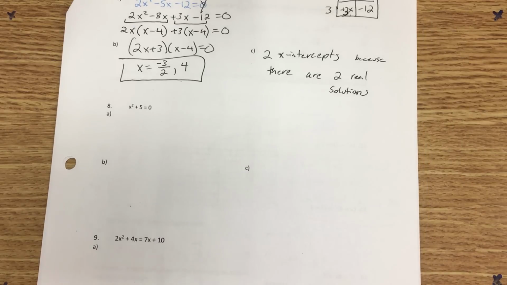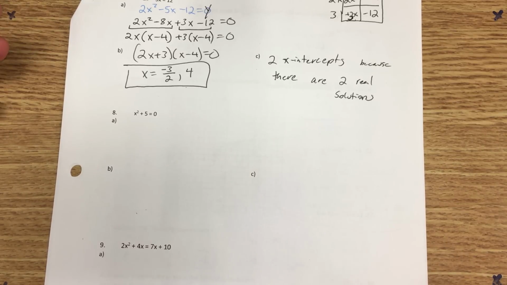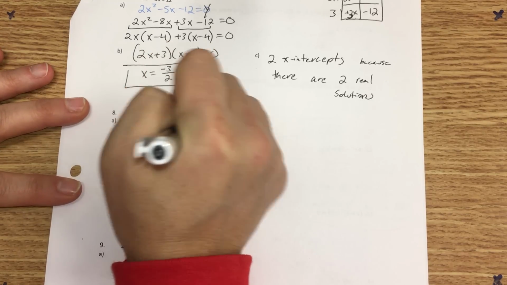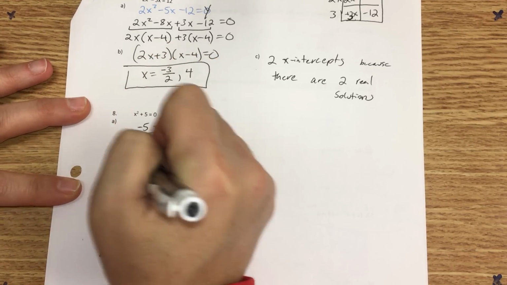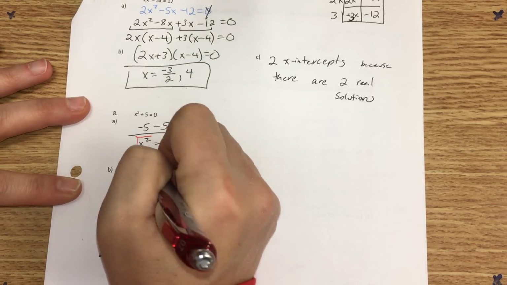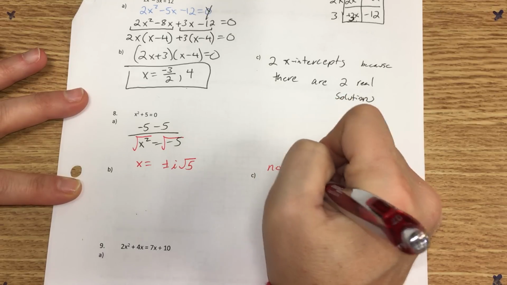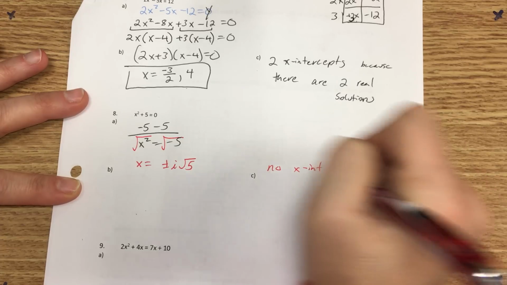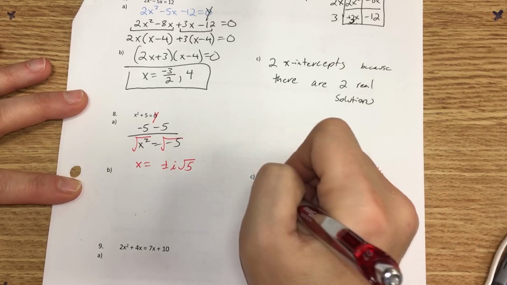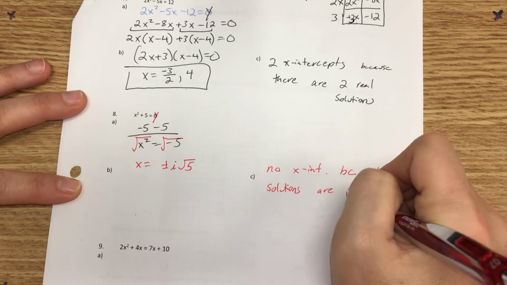All right. When I get to number 8, it's pretty basic, and I immediately know I'm using square roots because it's just x squared plus 5. All I have to do is subtract 5. Take the square root. And I have no x-intercepts because, like if this was equals y, both solutions are pure imaginary or complex.